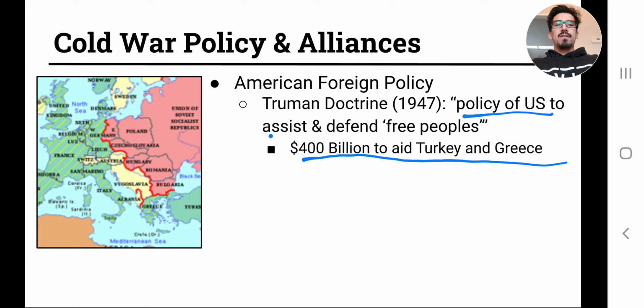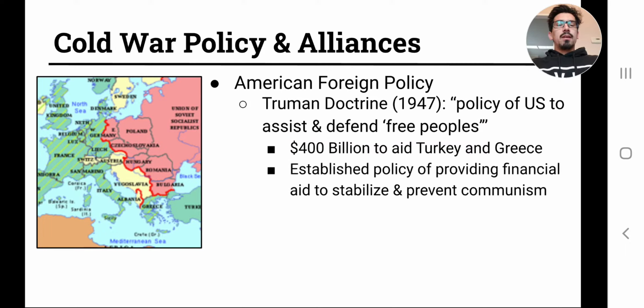It becomes the policy of the United States to assist and defend what Truman calls free peoples. And this really becomes a catch-all policy as it relates to how the U.S. approaches its foreign policy going forward, which is to prevent communism. Not just to provide stability, but especially to prevent communism. So when Truman said it was to defend free peoples, what that inherently suggested was that it was to prevent nations from falling to communist influence.